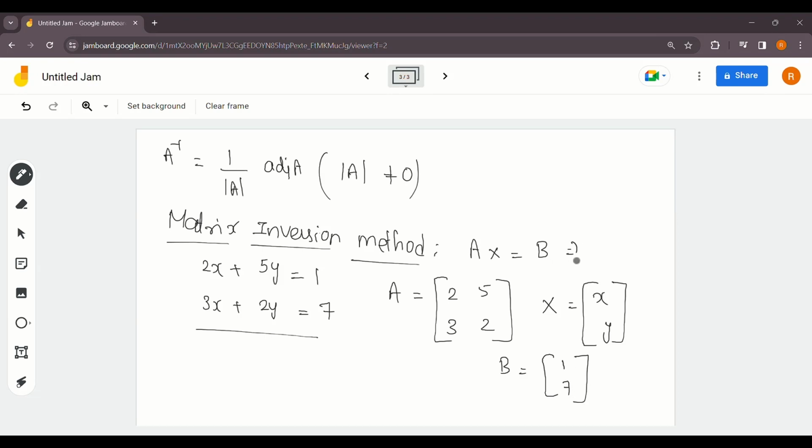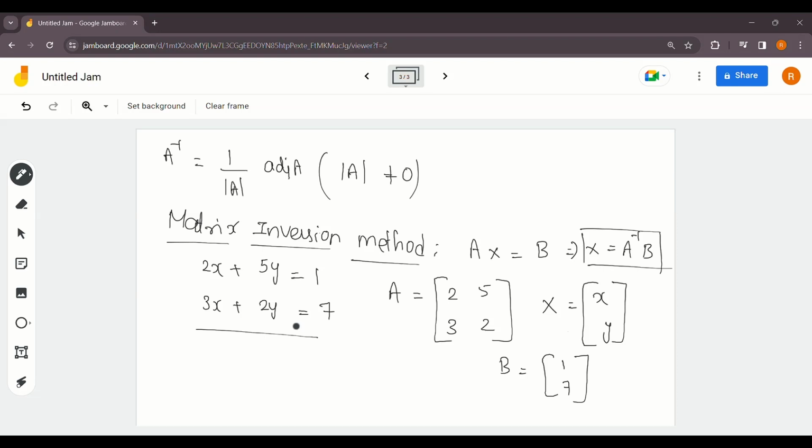So this gives you X is equal to 1 by A into B. 1 by A can now be written as A inverse. So X is equal to A inverse into B. So this is A. For this matrix you will have to construct the inverse and then multiply with this value to get your final answer. And after that you will have to equate. So this is the matrix inversion method.